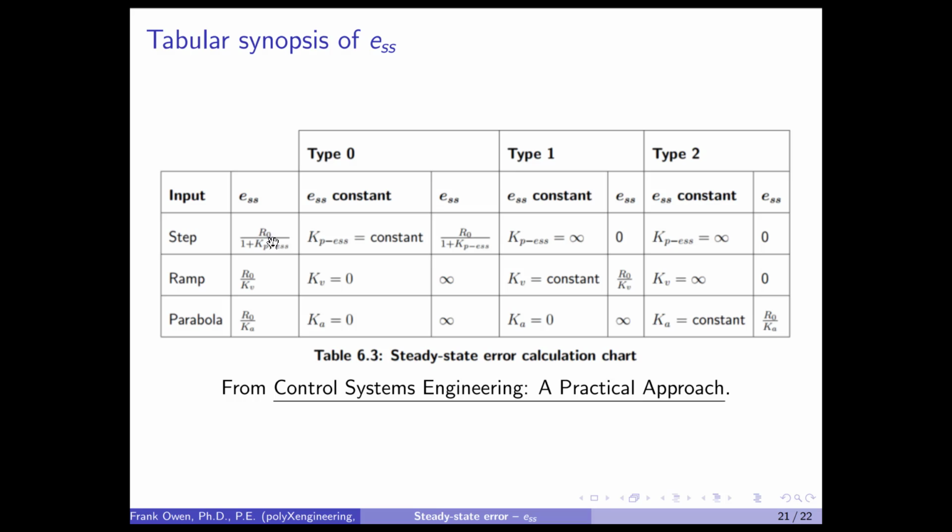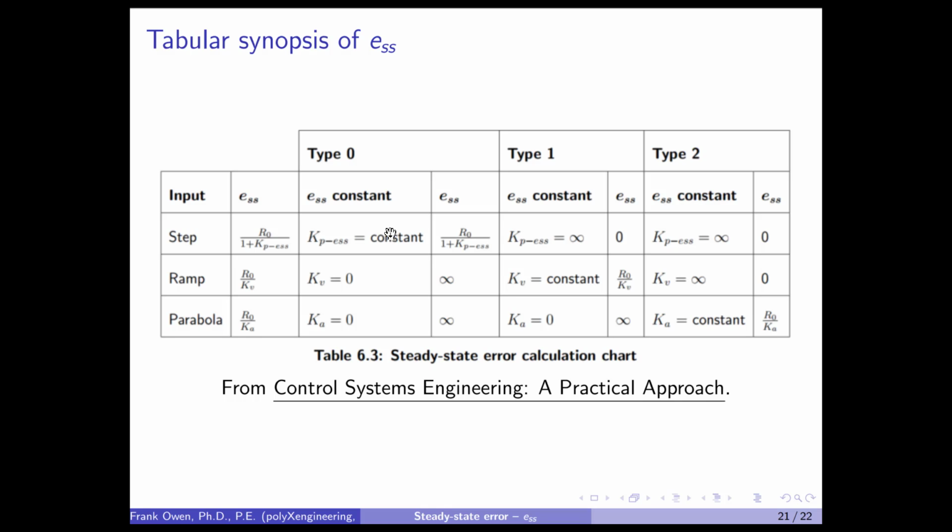So let's look at that. If I have a type 0 system with a step input, this has no single integrators or free integrators in the open loop transfer function. I will have a constant steady state error. And we saw an example of that before.